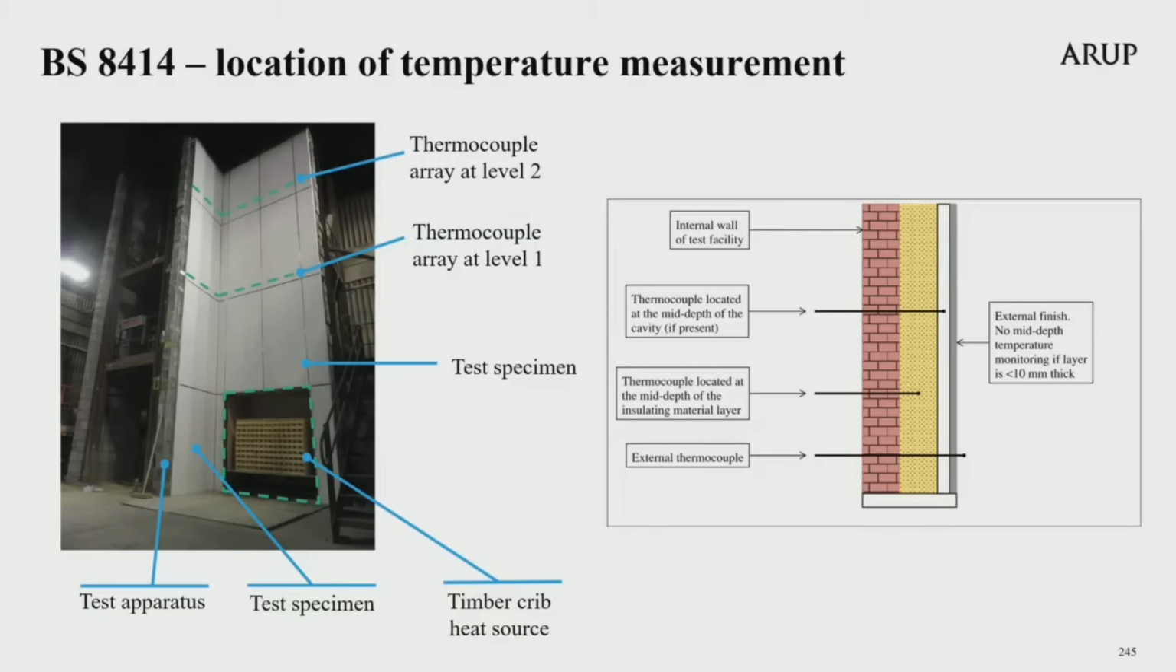Internal thermocouples are also placed within the cladding system in any combustible layers that are 10 millimetres in thickness or more. These internal thermocouples are positioned at level 2 only. All internal thermocouples are positioned at the midpoint of the layer and temperature measurements taken for the duration of the test, as shown in the image on the right of the screen. In this example on the right-hand side, there is an external thermocouple by the grey layer and 2 additional internal thermocouples, one at the midpoint of the cavity and one at the mid-depth of the insulating material.